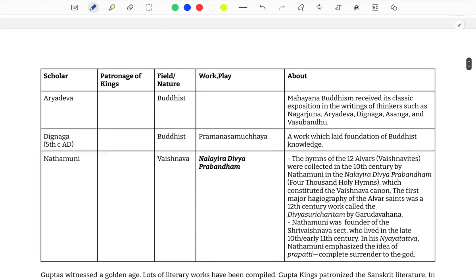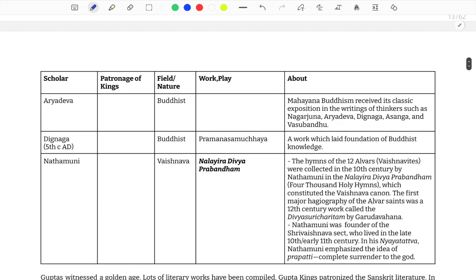Like there was Aryadeva, he was a Buddhist. Mahayana Buddhism received its classical exposition in the writings of thinkers such as Nagarjuna, Aryadeva, Dignaga, Asanga and Vasubandhu. Important. Dignaga, a Buddhist. A prominent work of Dignaga, Pramana Samuchaya, a work which laid the foundation of Buddhist knowledge.